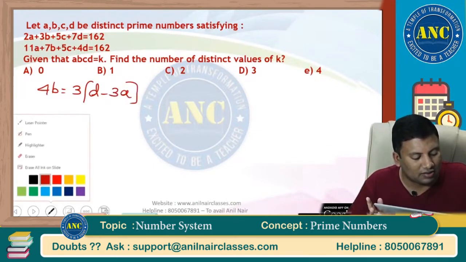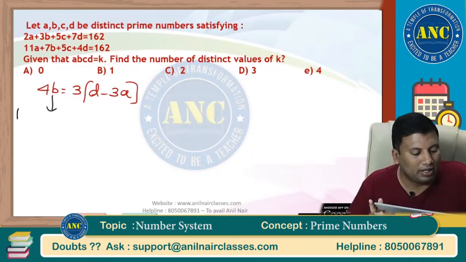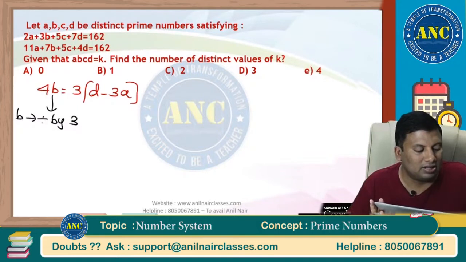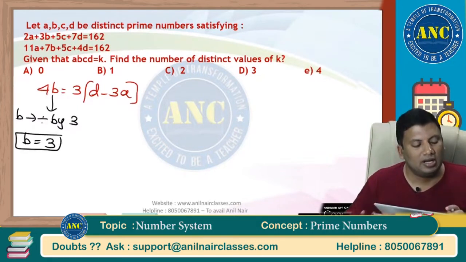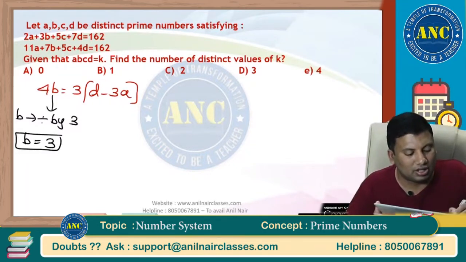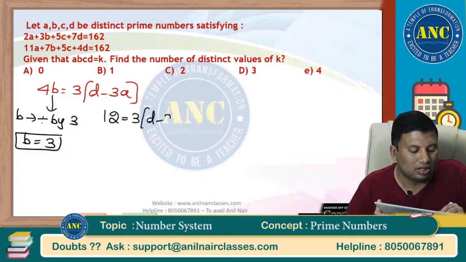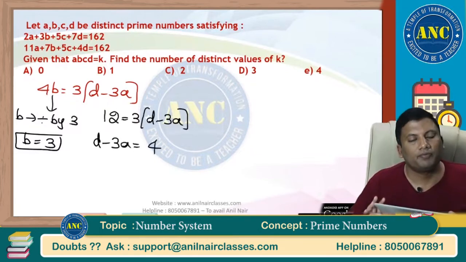Now what is that we are discussing? B should be divisible by 3. If B is divisible by 3, the only prime number which is divisible by 3 is 3, so B is nothing but 3. 6, 9 all are composite numbers. 4 3s are 12. 12 equivalent to 3 into (D minus 3A). D minus 3A is nothing but 4.